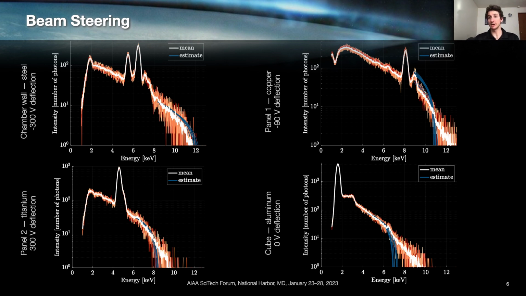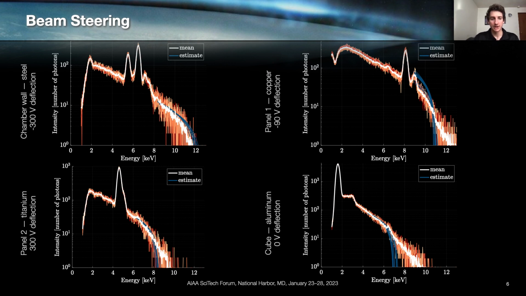So what we find here is that if we use a 12 keV beam energy, and the copper panel is charged to -1 kilovolt, then the landing energy of the electron beam is about 11 keV, and that's what we see with those blue estimation lines in the top right plot.